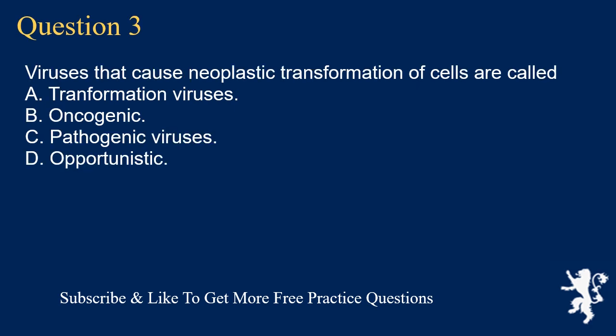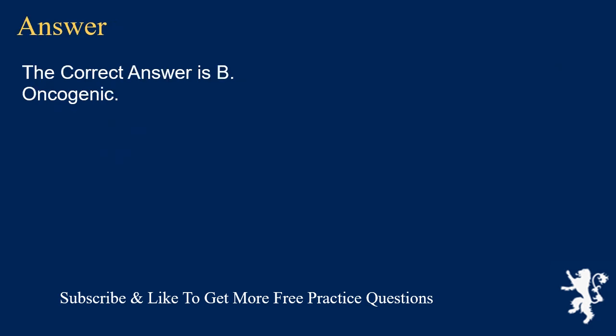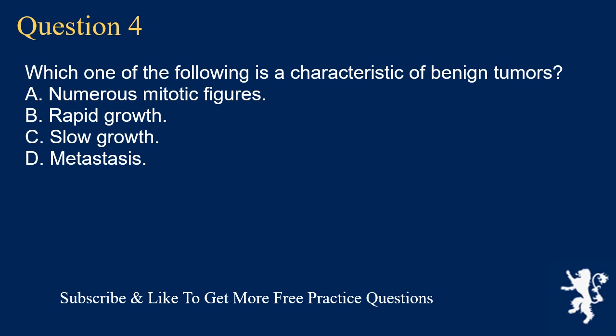Question 3. Viruses that cause neoplastic transformation of cells are called A. Transformation viruses. B. Oncogenic. C. Pathogenic viruses. D. Opportunistic. The correct answer is B. Oncogenic.